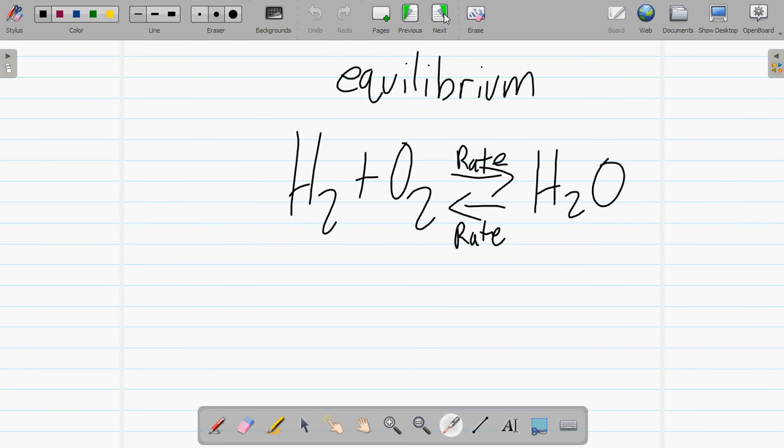Again, equilibrium just means that the forward reaction happens at the same rate as the reverse reaction.